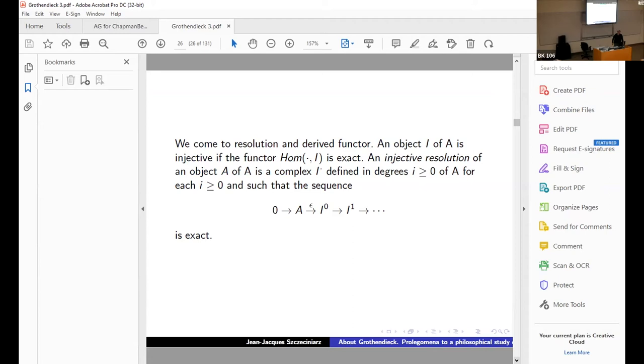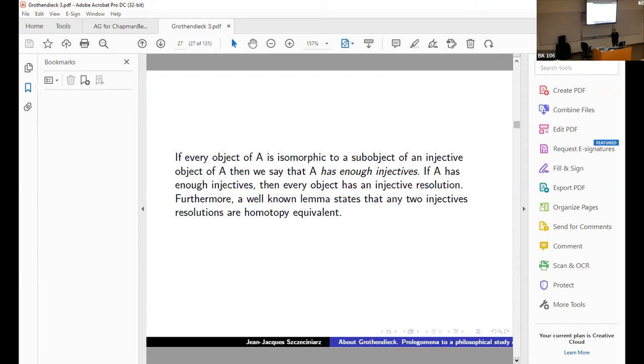If every object of A is isomorphic to a subobject of an injective object of A, then we say that A has enough injectives. If A has enough injectives, then every object has an injective resolution. Furthermore, a well-known lemma states that any two injective resolutions are homotopy equivalent.